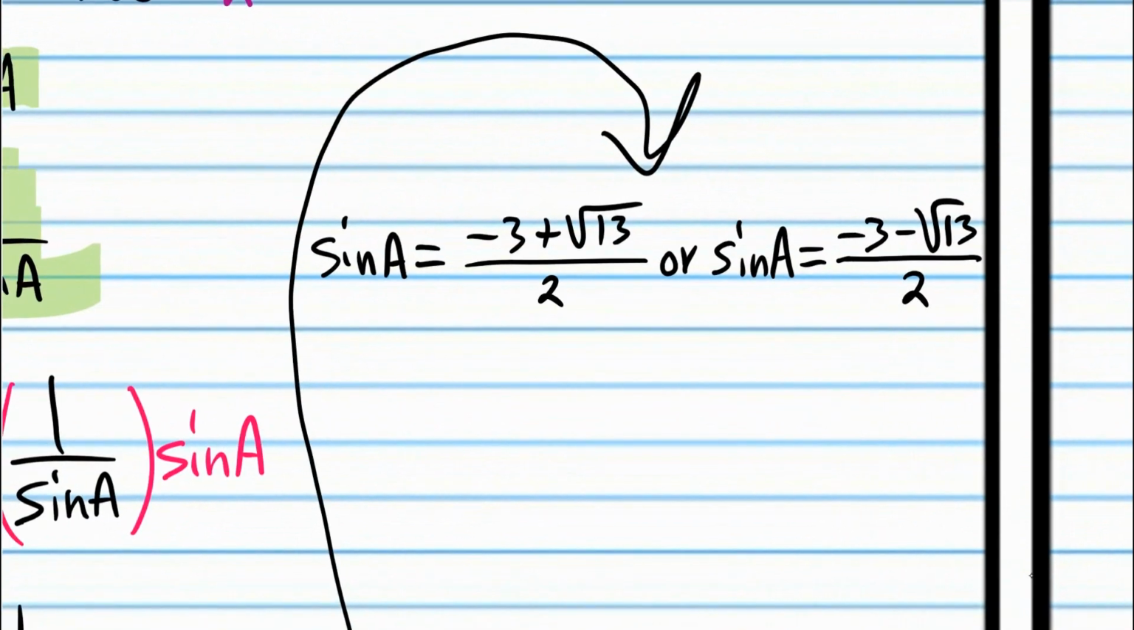So obviously this is difficult to deal with, so we can use our calculator. I'm going to enter root 13 and push the equal button. And if you have a graphing calculator, you can do all of this at once. Plus negative 3, and then divided by 2. So sine A is approximately equal to 0.30277, and it just goes on and on.